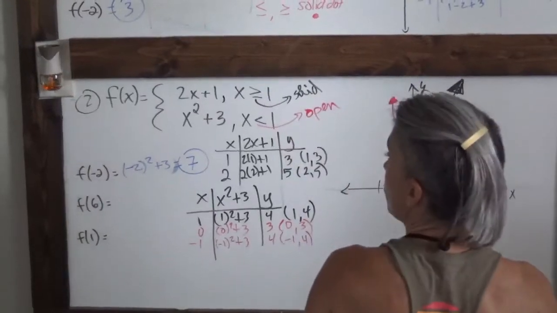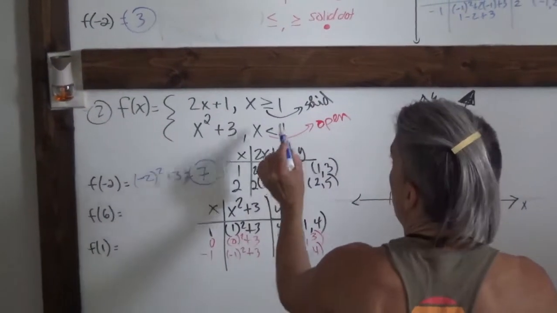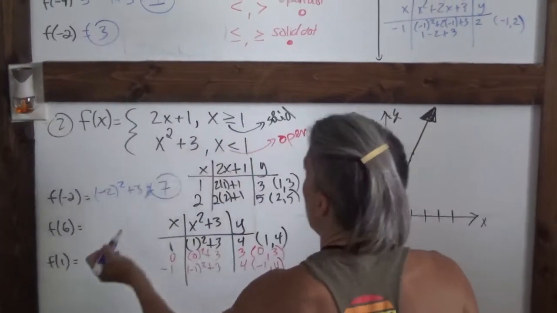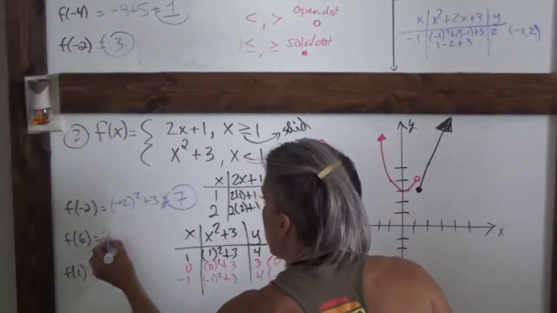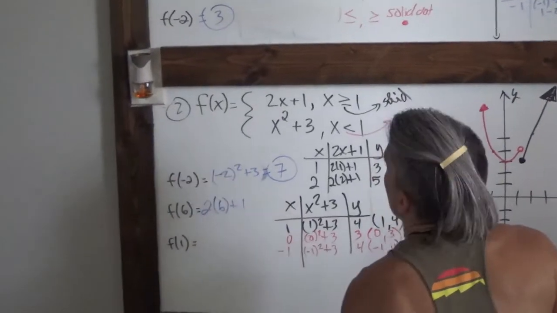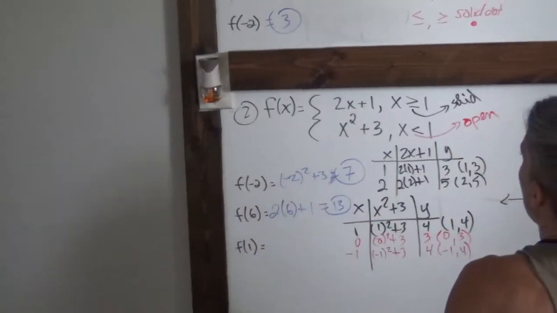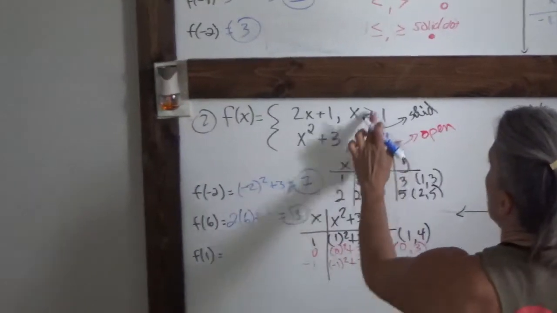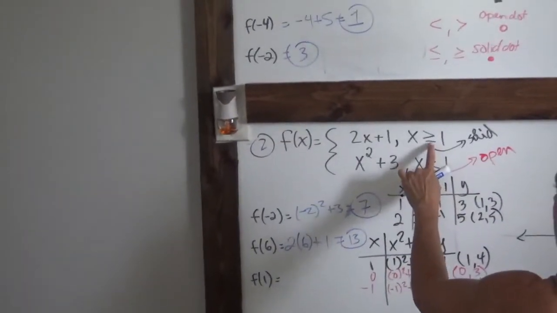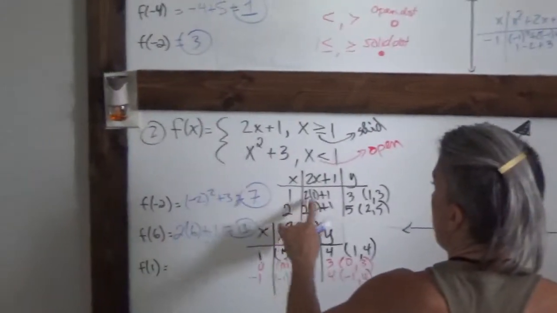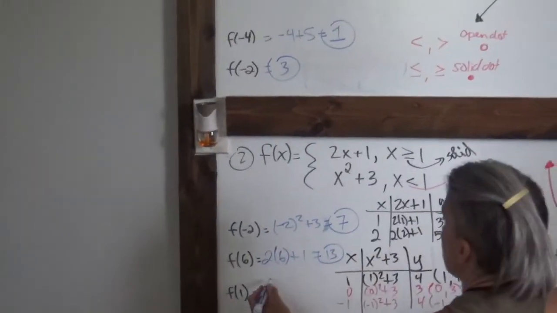Same thing. Which one would I plug in 6 for? 6 has to be the one where it's greater than 1, because 6 is greater than 1. I'm going to plug in 6 in this equation. So that's 12 plus 1 is 13. And now where would I plug in 1? Well, which one includes the 1? This one right here, because it says equals 1. And I believe we did that from before, right, when we plugged it in. Our answer was 3.